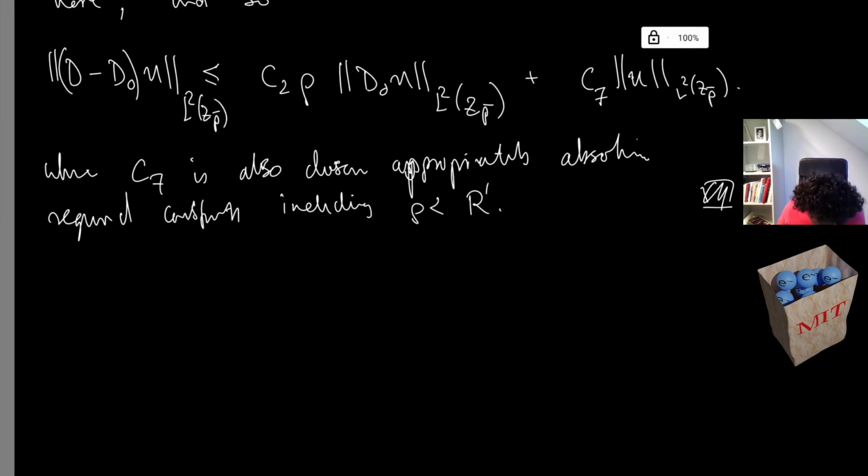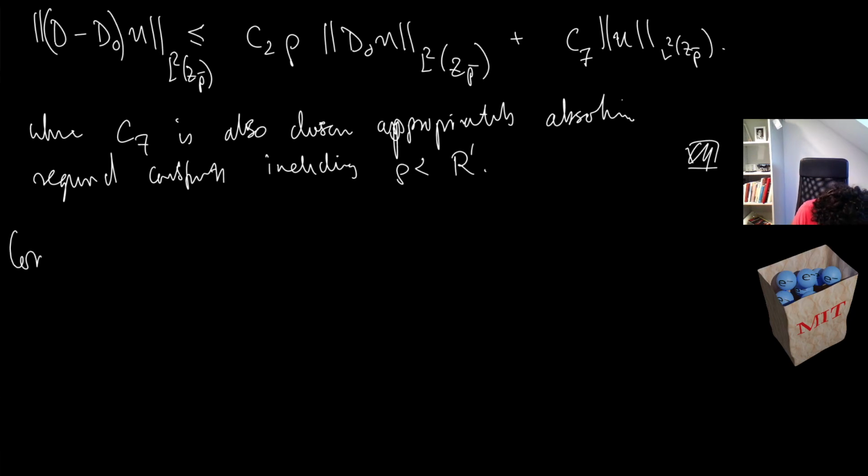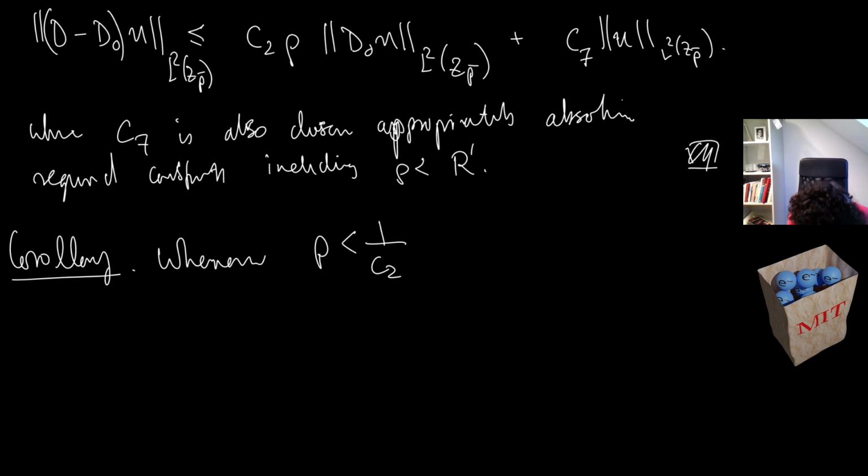Okay, so the most important corollary that comes out of this now. Whenever rho is less than 1 on C2, okay, so we can choose the rho. I mean, that's the beauty of all of this, right? We can choose it to be small enough.